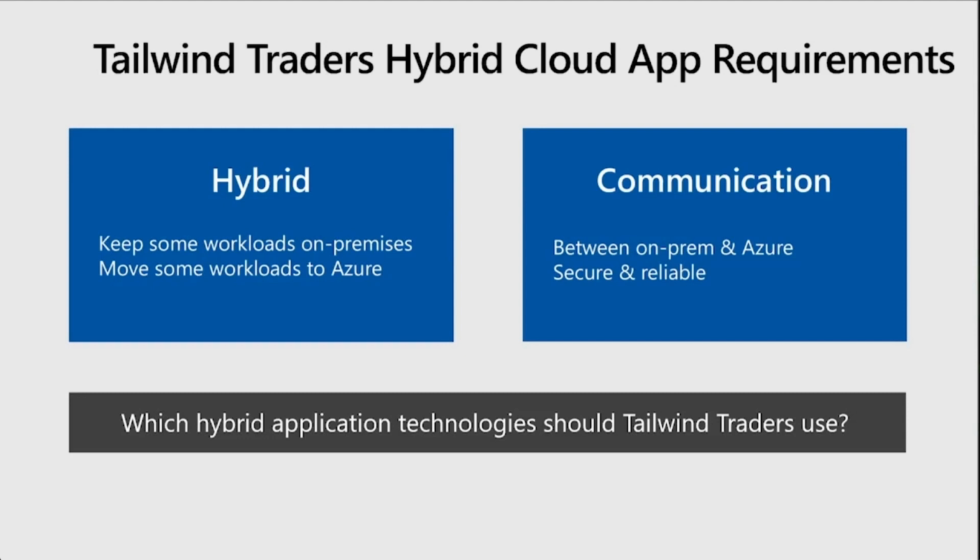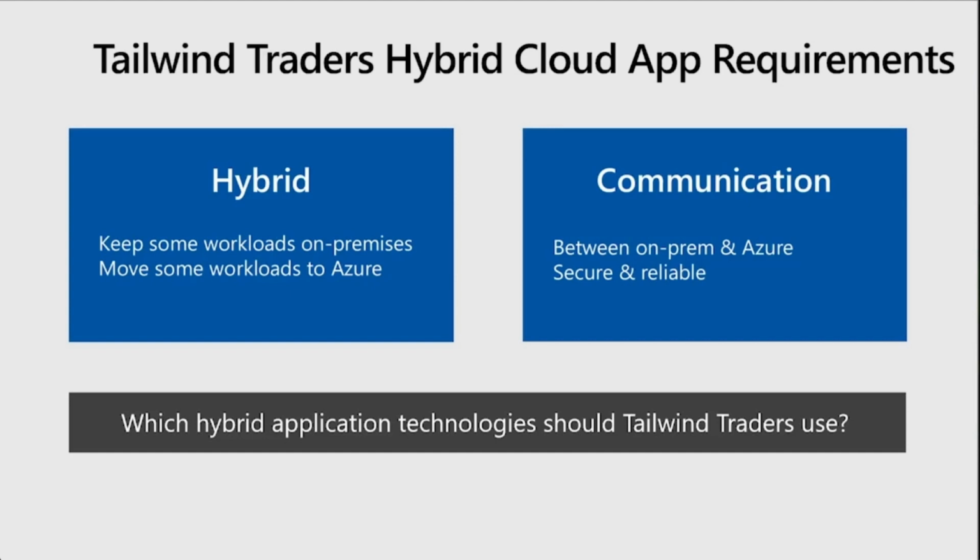So in this session, we're going to talk about all of the hybrid technologies that you can use with applications to make them work. Not just migrating the entire application lock, stock and barrel to Azure, but instead how you can have a hybrid application where parts of the application might run in Azure, parts might run on-prem, or where the application runs on premises but is accessible to clients out on the internet where they access that application through Azure. So let's talk about Tailwind Traders' hybrid cloud application requirements.